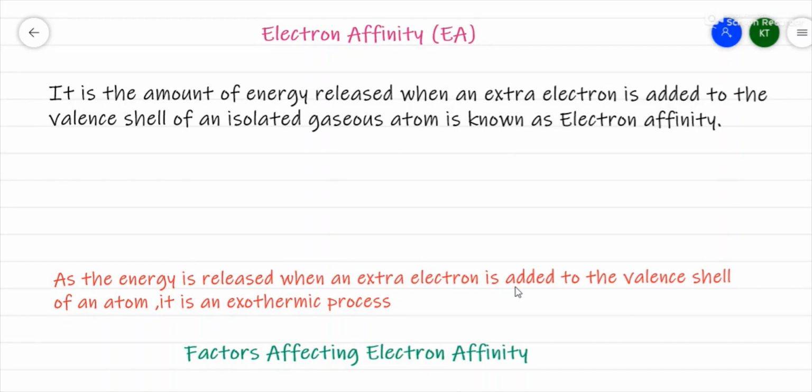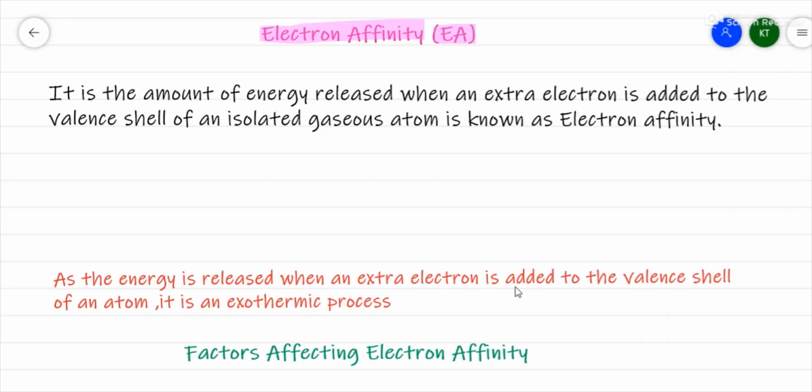In this video, video number 4, we are going to discuss one more periodic property that is known as electron affinity, which is in short represented with the letters EA. So, let us understand the meaning of the term electron affinity.